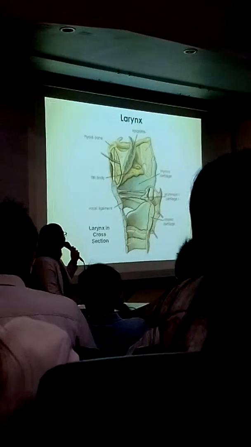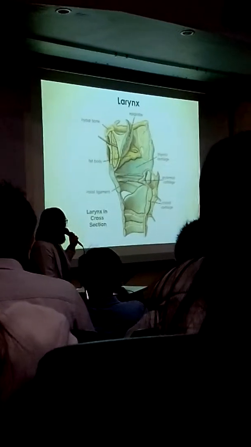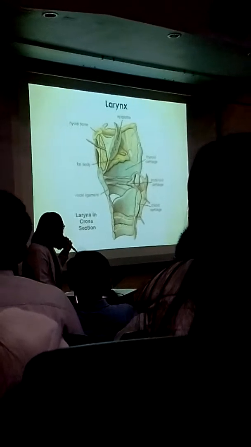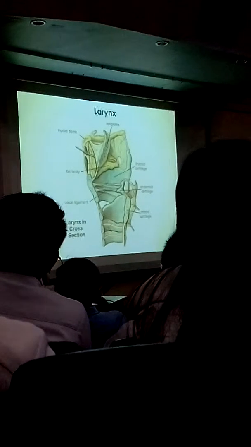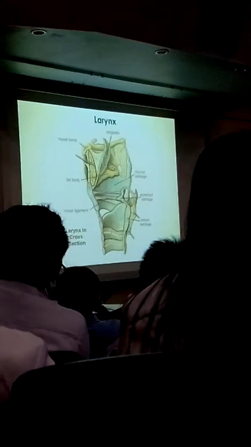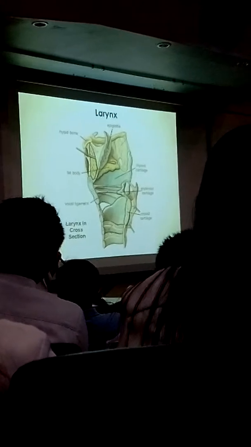So let's now go to the larynx. This is the anatomical picture of your larynx. It is composed of how many cartilages? 9. What are those?